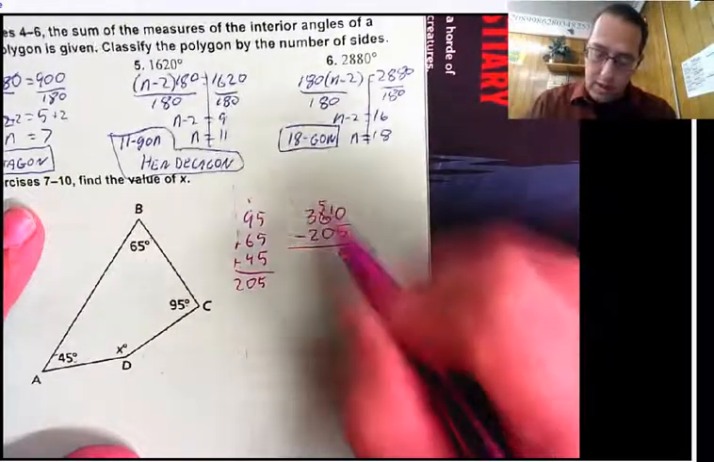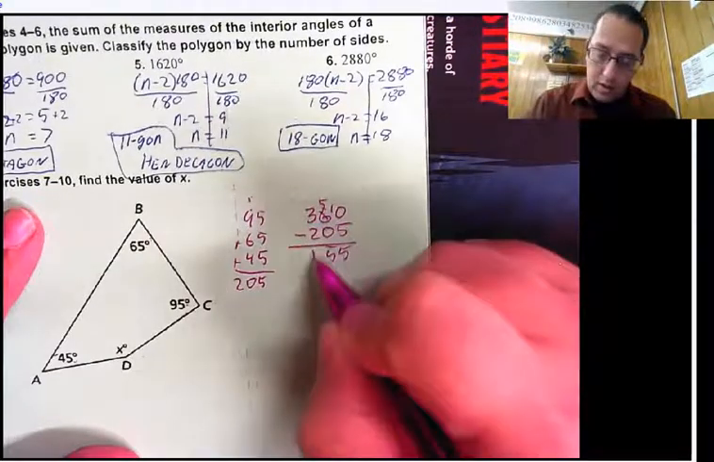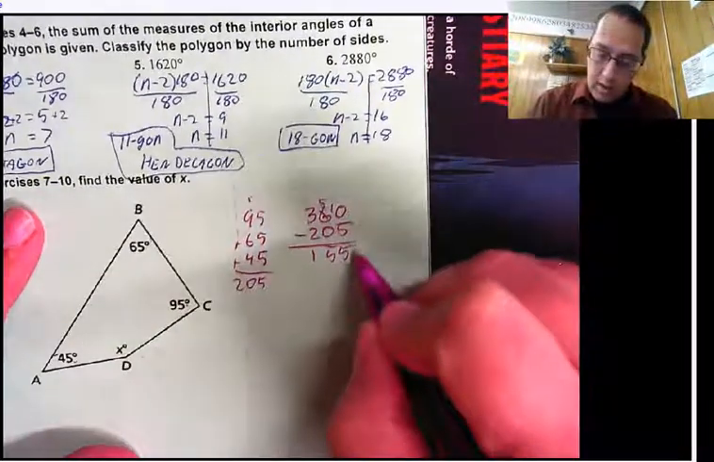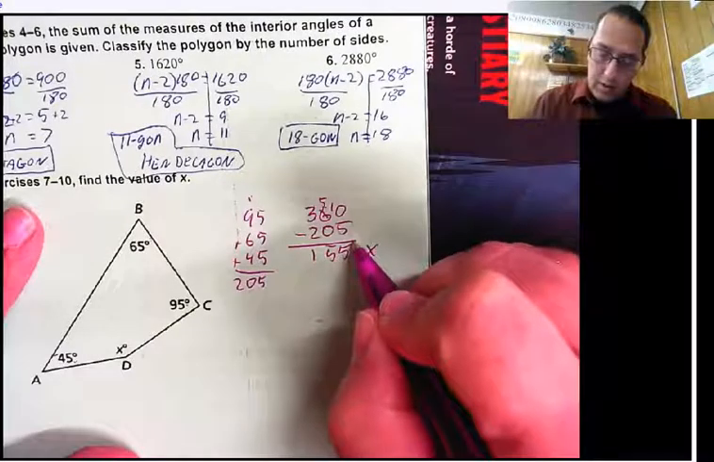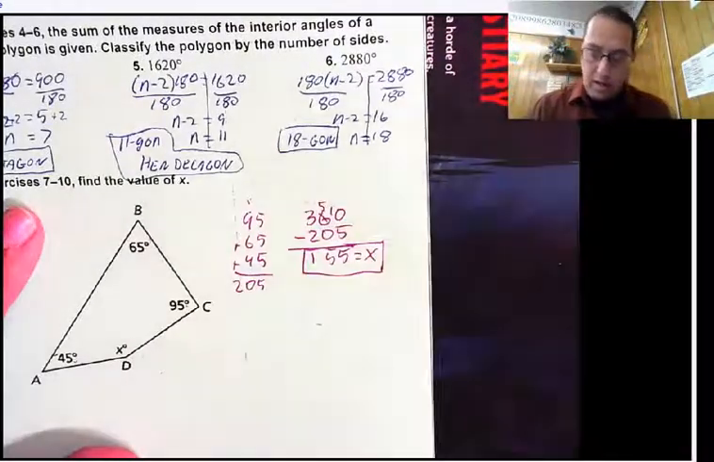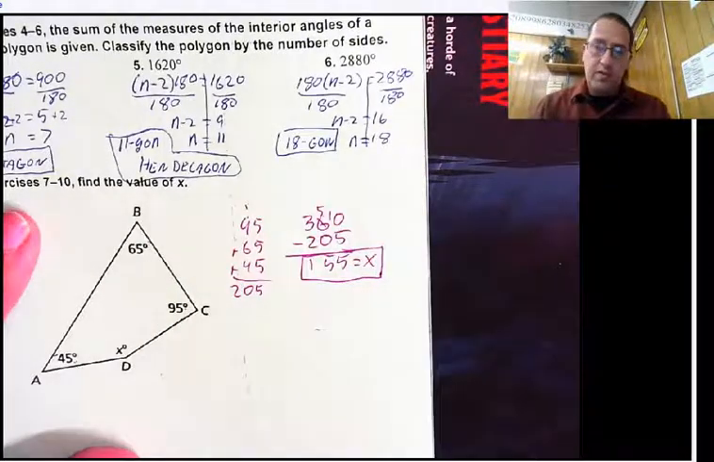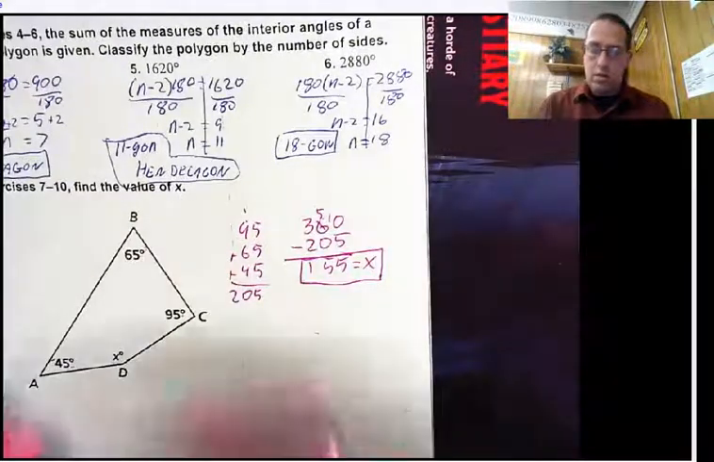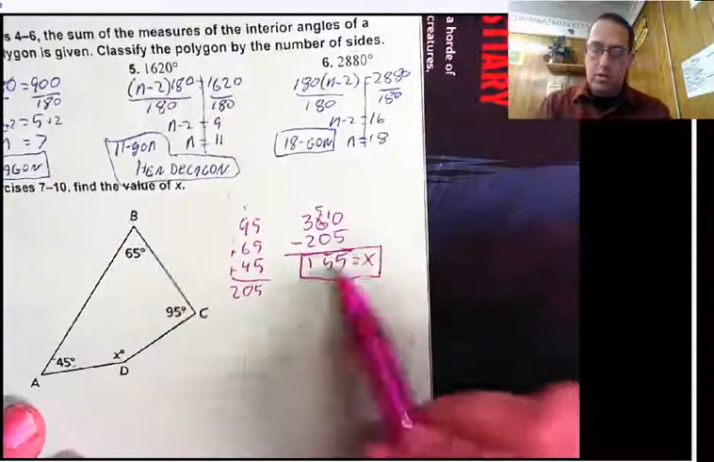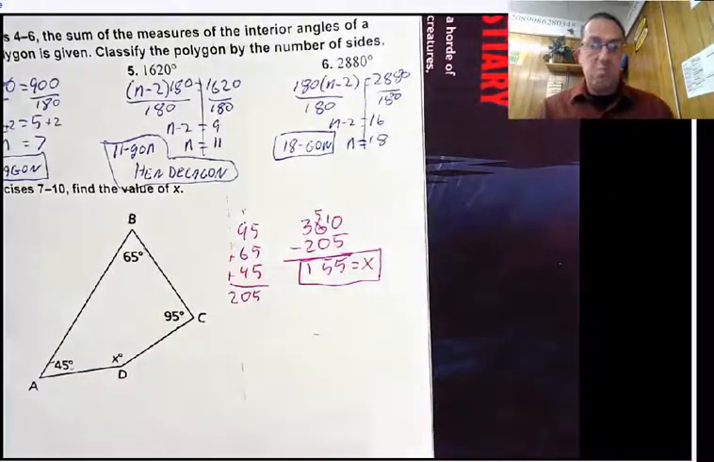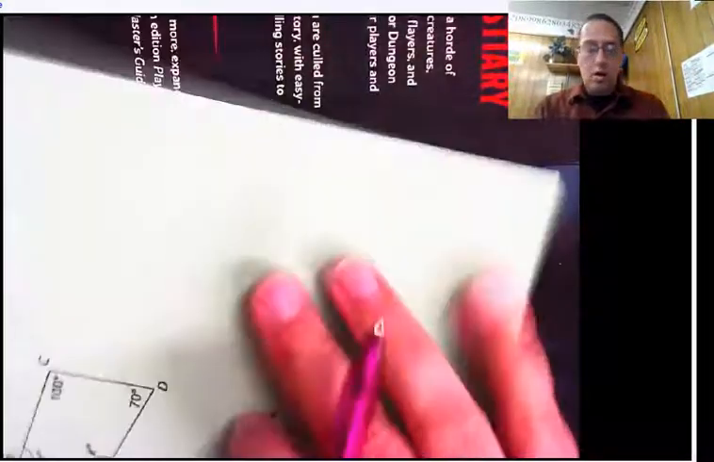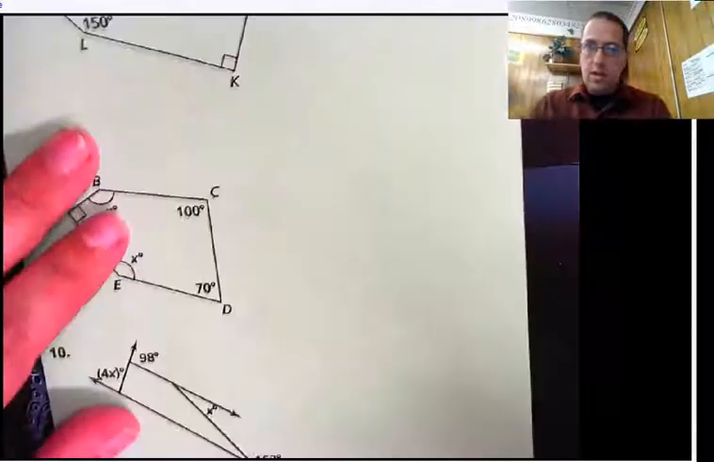5, 5, 1, and so x equals 155. Not going to be 155 degrees because it's x degrees, and that would make it 155 degrees, which is no good. So since we already got the degrees there, we're just looking for x. 155. That's easy enough, right? All right, so let's take a look at this next one.